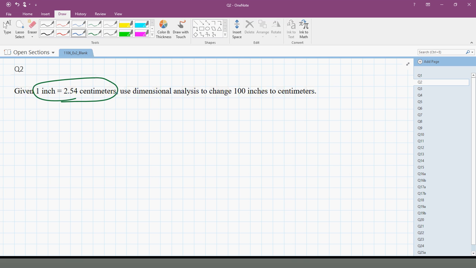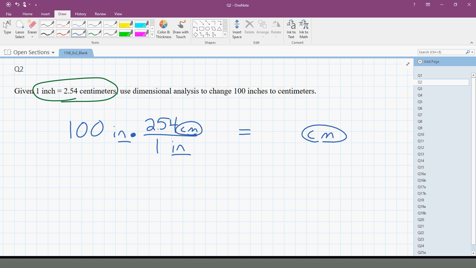So this problem says, given 1 inch equals 2.54 centimeters, use dimensional analysis to change 100 inches to centimeters. So we want to go from 100 inches to centimeters. So what are we going to multiply by? We're going to multiply by 2.54 centimeters on top over what? 1 inch. Good. Because the label we're trying to get rid of goes in the denominator. The label we want goes in the numerator. So when we multiply all that, what do we get?